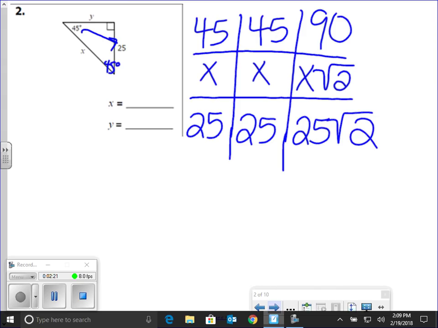So the other leg, which is y, across from the other 45, is 25, and the hypotenuse is 25 square roots of 2. So x should be 25 square roots of 2, and y is 25. Be careful when answering this, because x and y could be on a leg or a hypotenuse. All right, let's look at question 3.